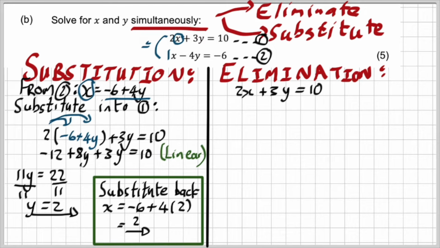But I'm choosing the easy one. So I'm going to times everything in the second equation by 2. And that gives me 2x minus 8y equal to negative 12.